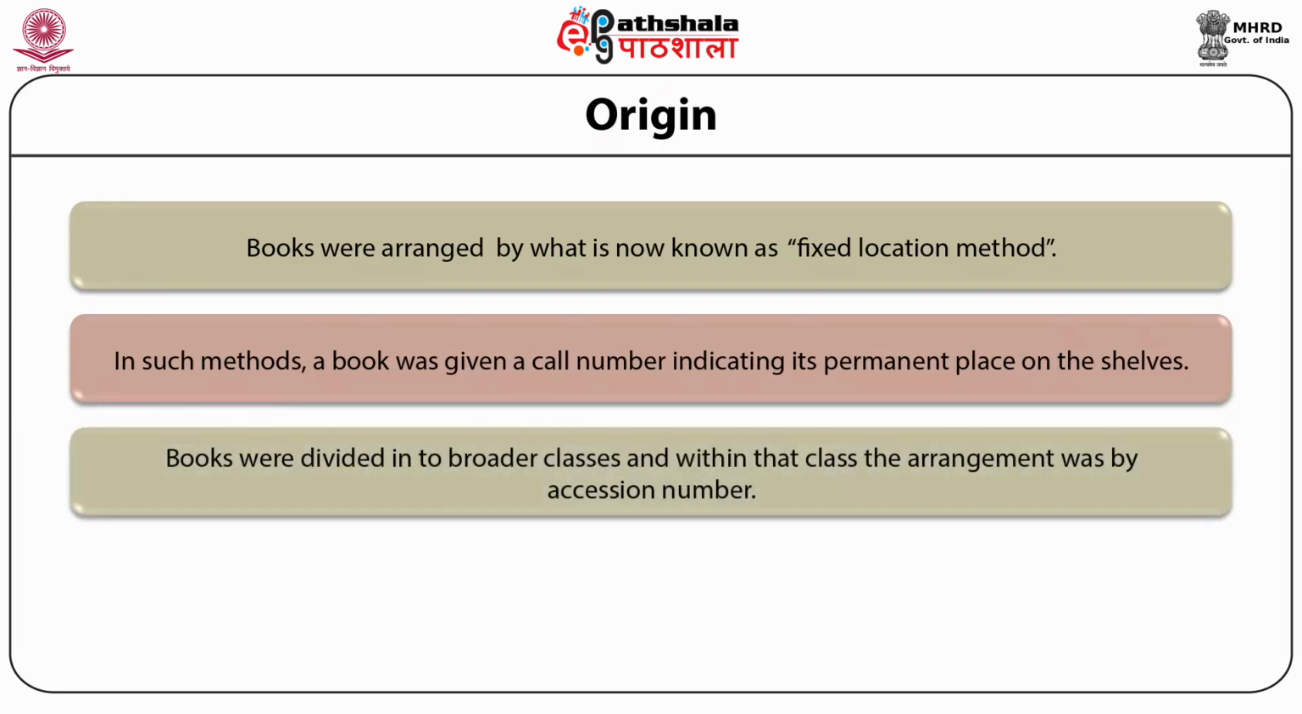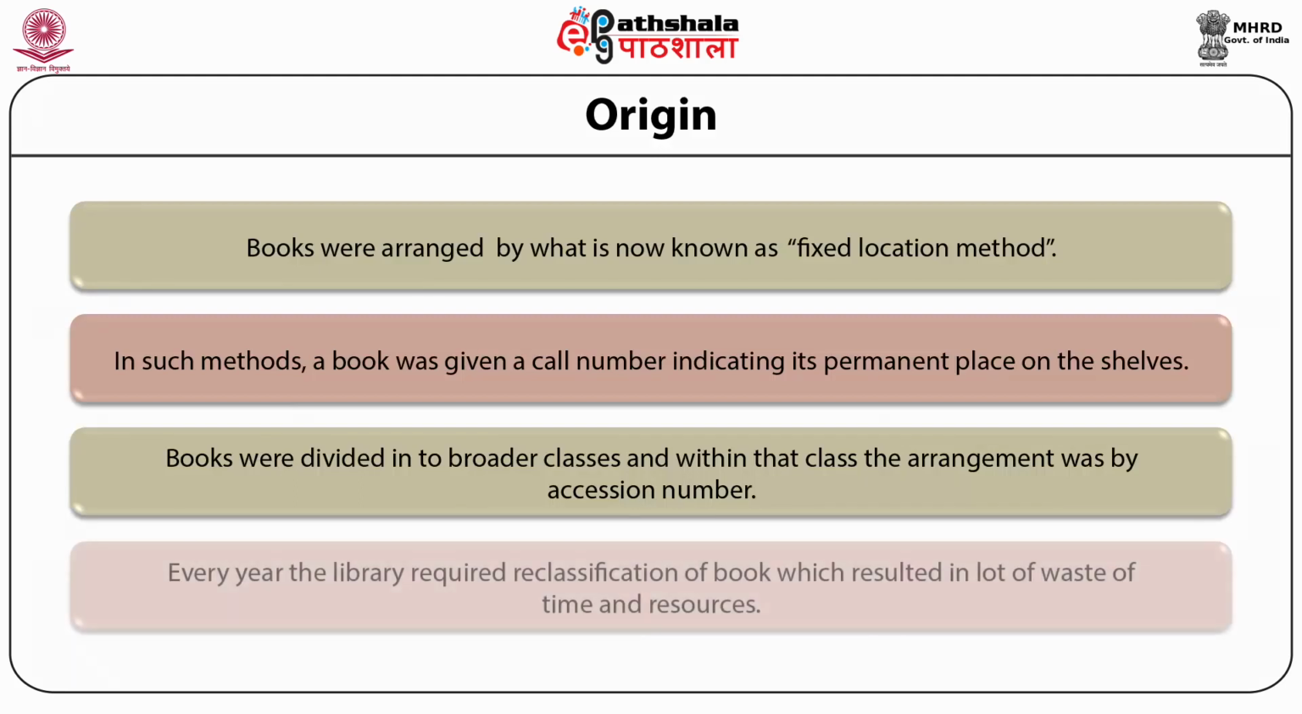Books were divided into broader classes, and within that class, the arrangement was by accession number. Even every year, the library required reclassification of books, which resulted in a waste of time and resources. In fact, it was the place where the book was given or placed, not mostly the content of the book.